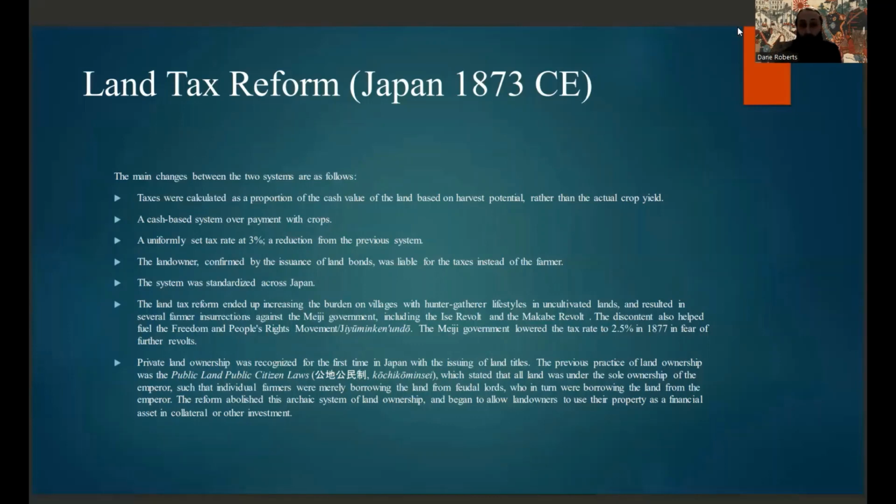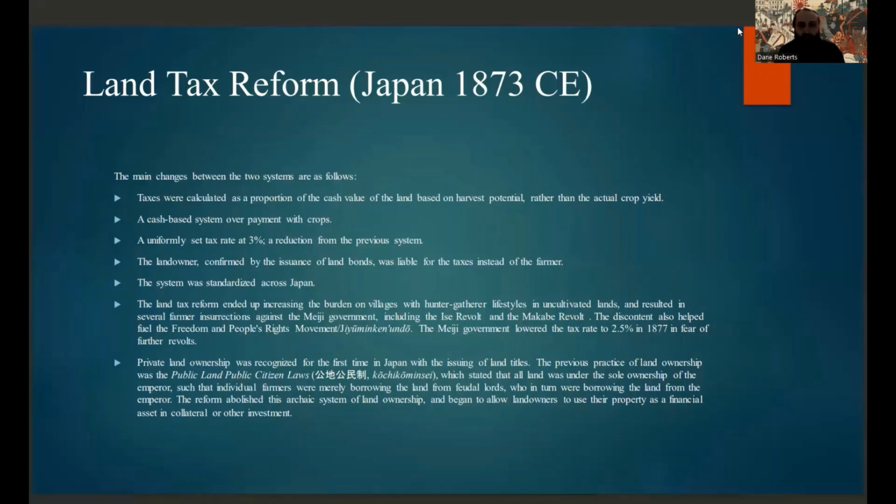and it was confirmed by the issuance of land bonds, but the landowners were liable for taxes instead of the farmer, which farmers who had been, say, tenant farmers definitely benefited from. And the system was standardized across all of Japan. But it could end up being a burden on villages with hunter-gatherer lifestyles, with uncultivated lands, and resulted in several insurrections against the Meiji government, such as the Ise Revolt and the Makaba Revolt, that were very quickly put down.